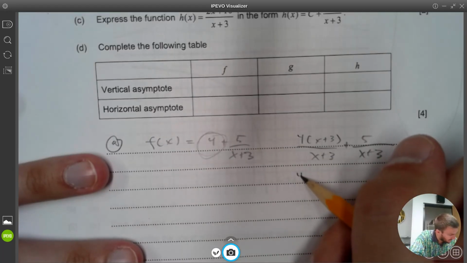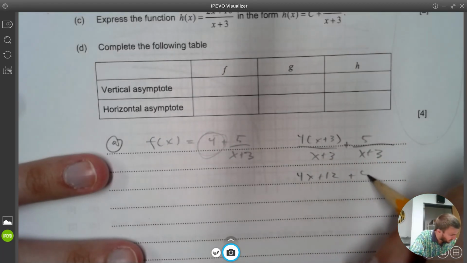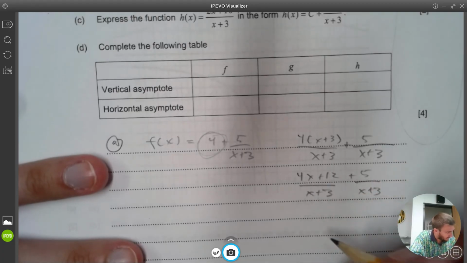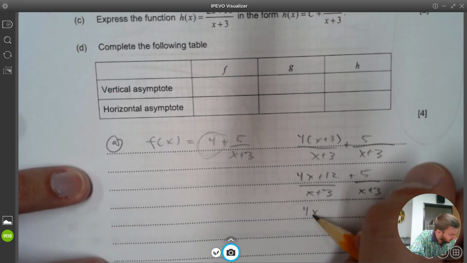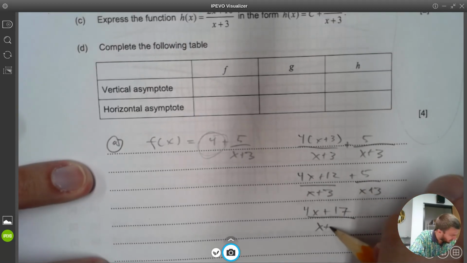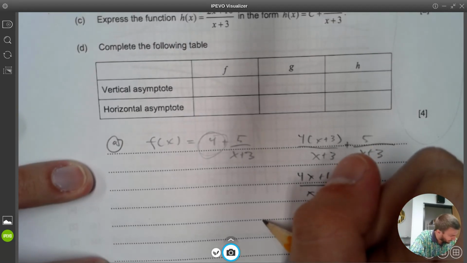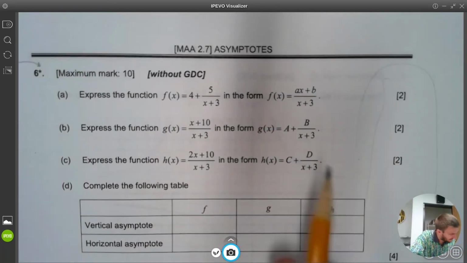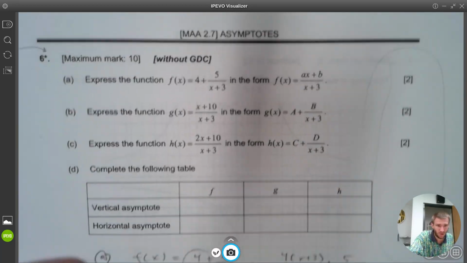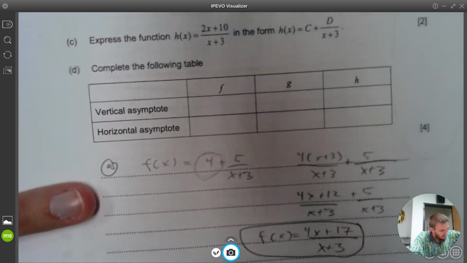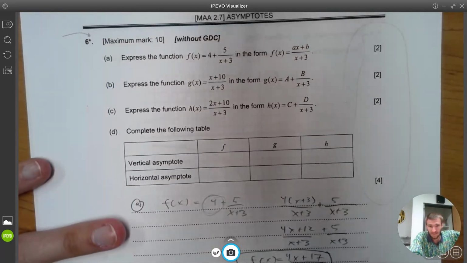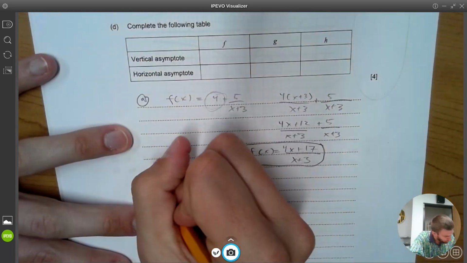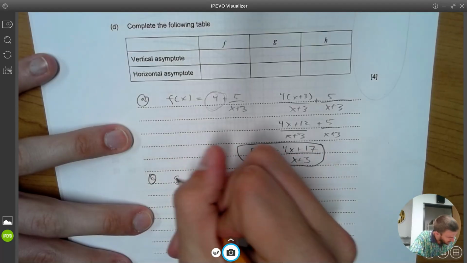Distribute this: 4x plus 12 plus 5. And now when you combine, 4x plus 17 over x plus 3. Sweet. There's f of x in that form. Does it tell me to write a and b? No. So we're all good. Part B, express the function in vertex form. Okay, sure. That's pretty easy. I'll rewrite it here for you.